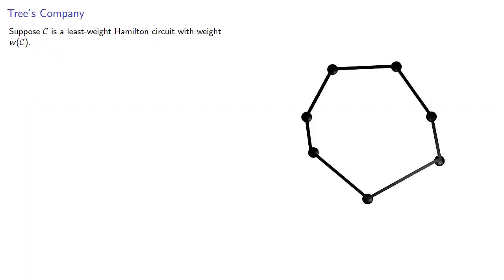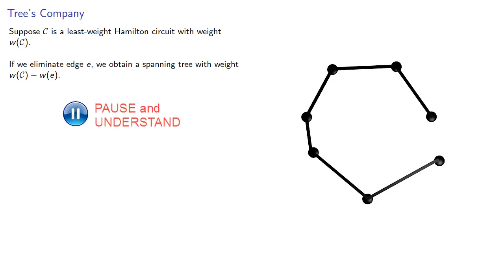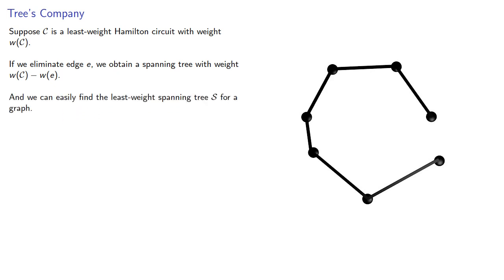So suppose C is a least weight Hamilton circuit with weight W(C). If we eliminate edge E, we obtain a spanning tree with weight W(C) minus W(E). And we can easily find a least weight spanning tree S for our graph. Consequently, the weight of this least weight spanning tree must be less than or equal to the weight of our Hamilton circuit minus the weight of the removed edge, or rearranging.